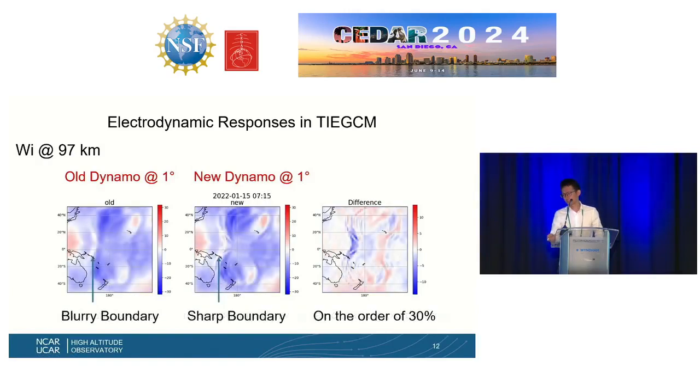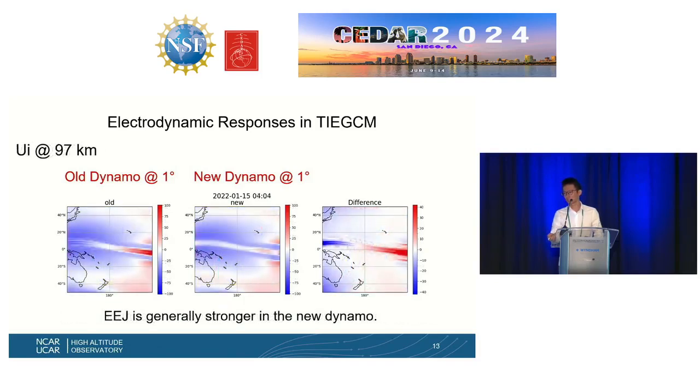So next slide. The vertical drift differences are on the order of 30%, and this is quite a significant difference when we are only considering the neutral wind forcing in the wind dynamo model.